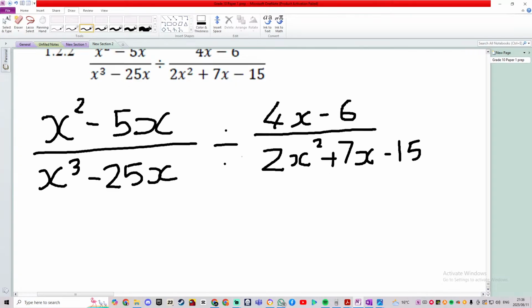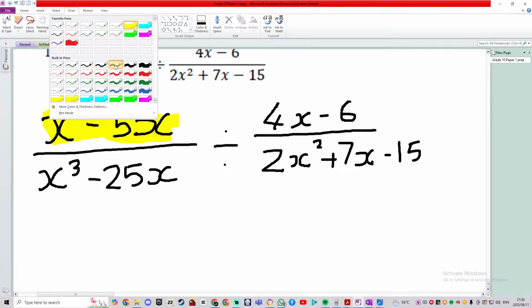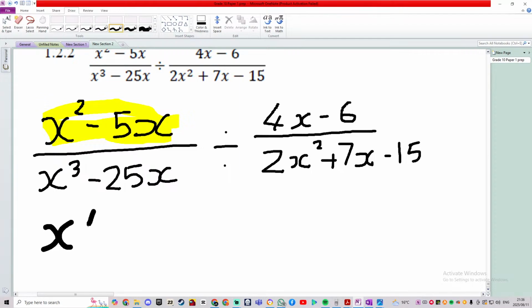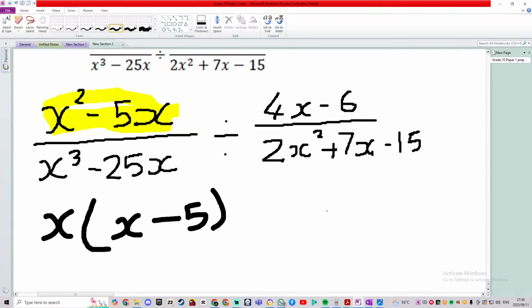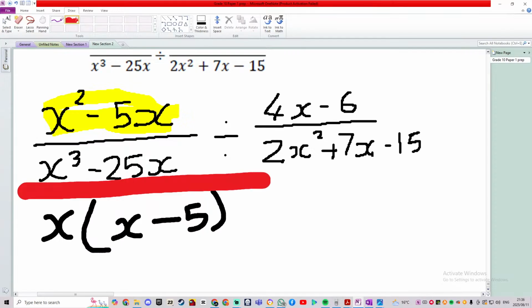Firstly, I'm going to change the division sign to a multiplication, but let me also factorize at the same time. You guys are grade 10, I can do two things at once. This top here is a common factor, easy. Common factor, 3 marks. So x comes out there: x(x minus 5).